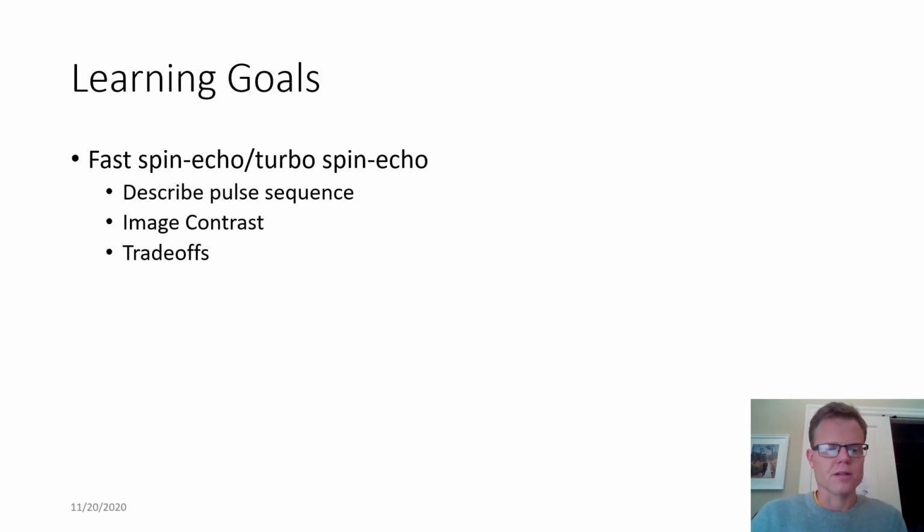Okay, and with that concludes this lecture on fast spin echo pulse sequences. Now you should be able to describe these pulse sequences both in terms of the RF as well as the imaging gradients, and how this relates to the image contrast and some of the advantages as well as the trade-offs of the techniques.